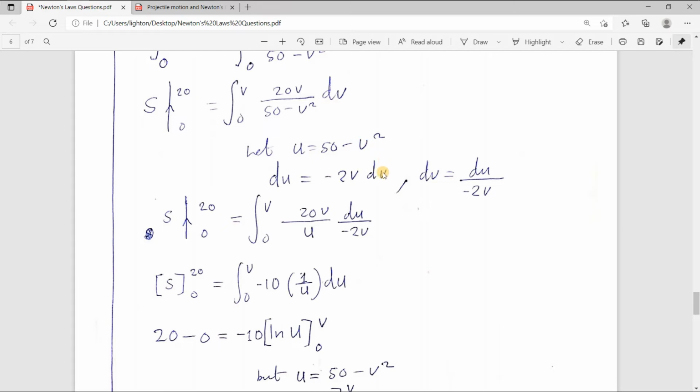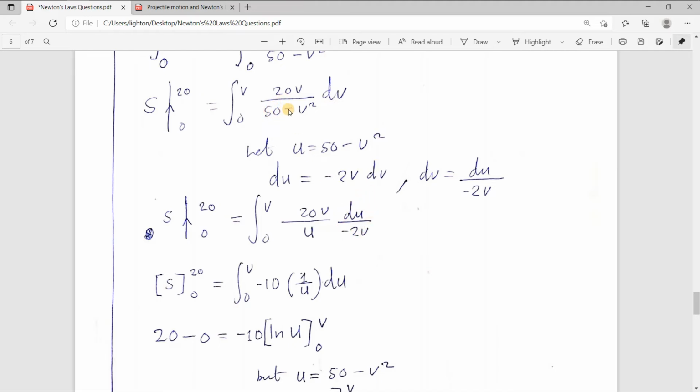And then afterwards, you make dv the subject. So from here, make dv the subject, you get du over negative 2v. So this dv will be substituted in there. Okay, you know integration by algebraic substitution. So this dv will be substituted in there, and we get this expression.